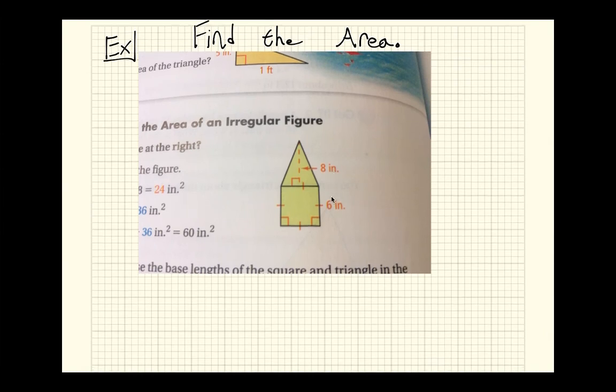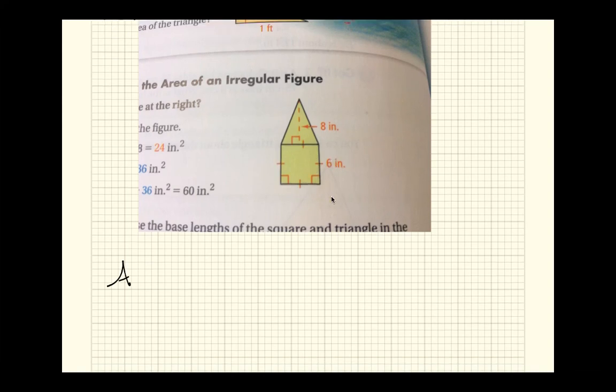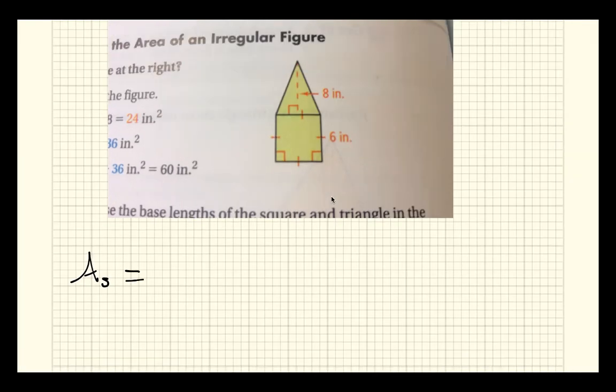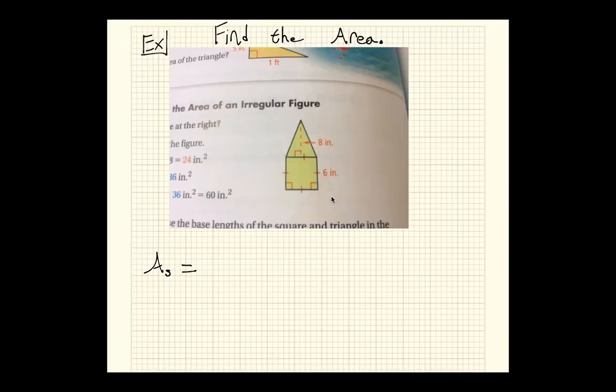All right, so first let's do the square. If I want to find the area of the square, I'll use a little subscript for square here. It's the same as a rectangle, base times height, or s squared, because the side lengths are the same. That's 6 times 6 in this case, which is 36 inches squared.